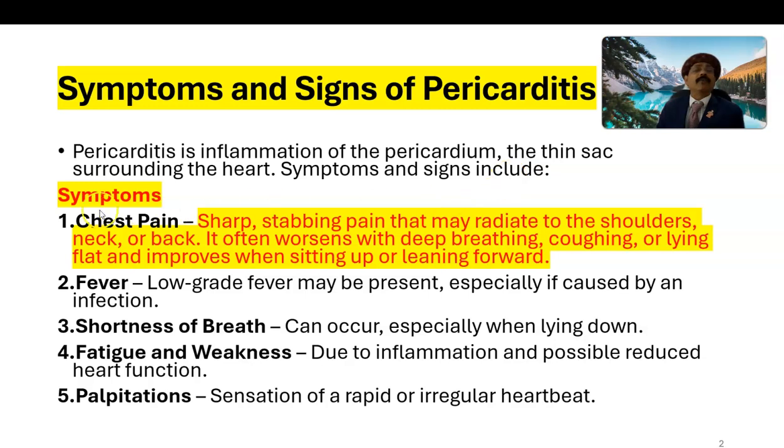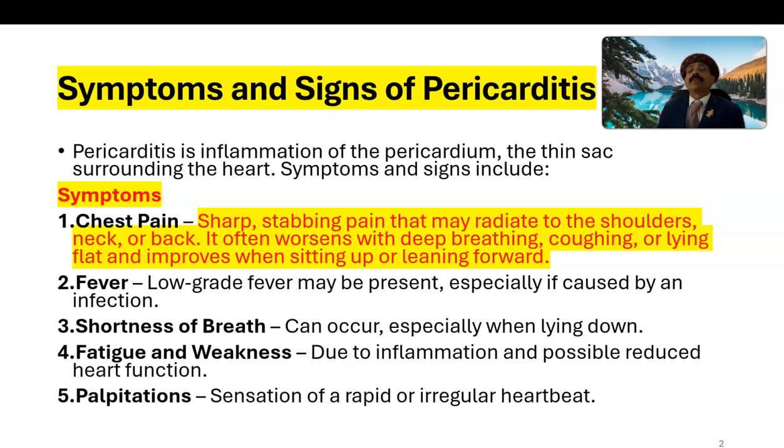Symptoms and signs include chest pain, a sharp stabbing pain that may radiate to the shoulder, neck, or back. It often worsens with deep breathing, coughing, or lying flat. It improves when sitting up or leaning forward. Remember that this pain improves when a person sits up or leans forward. That will decrease the pain in that situation.